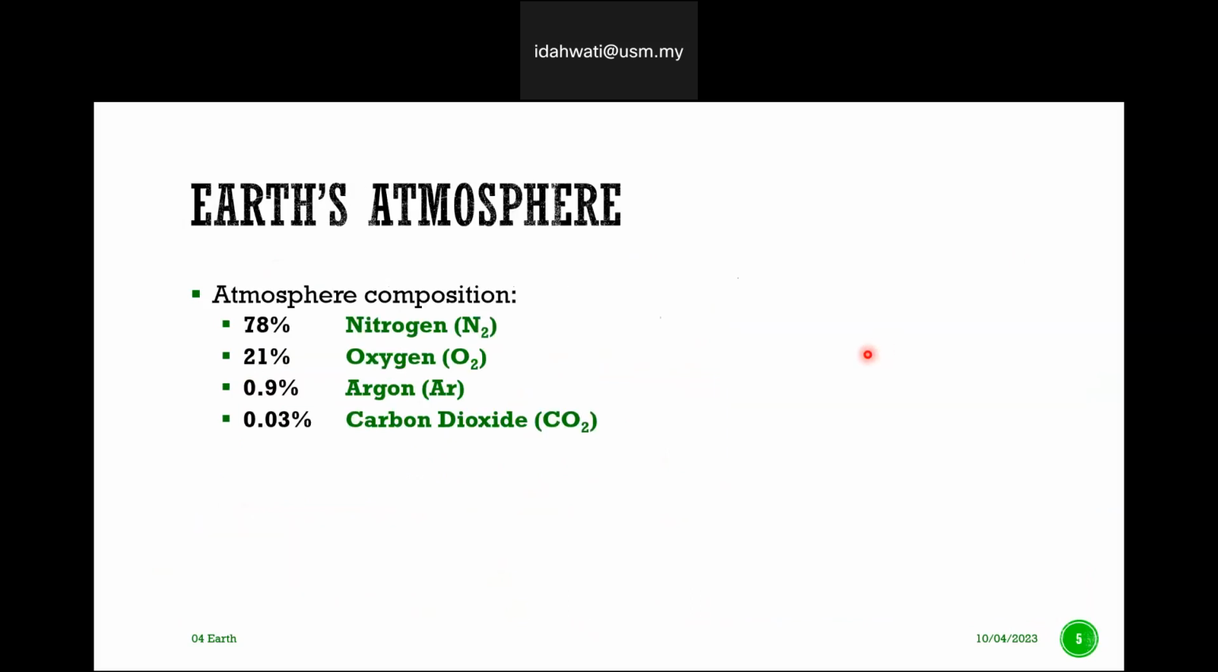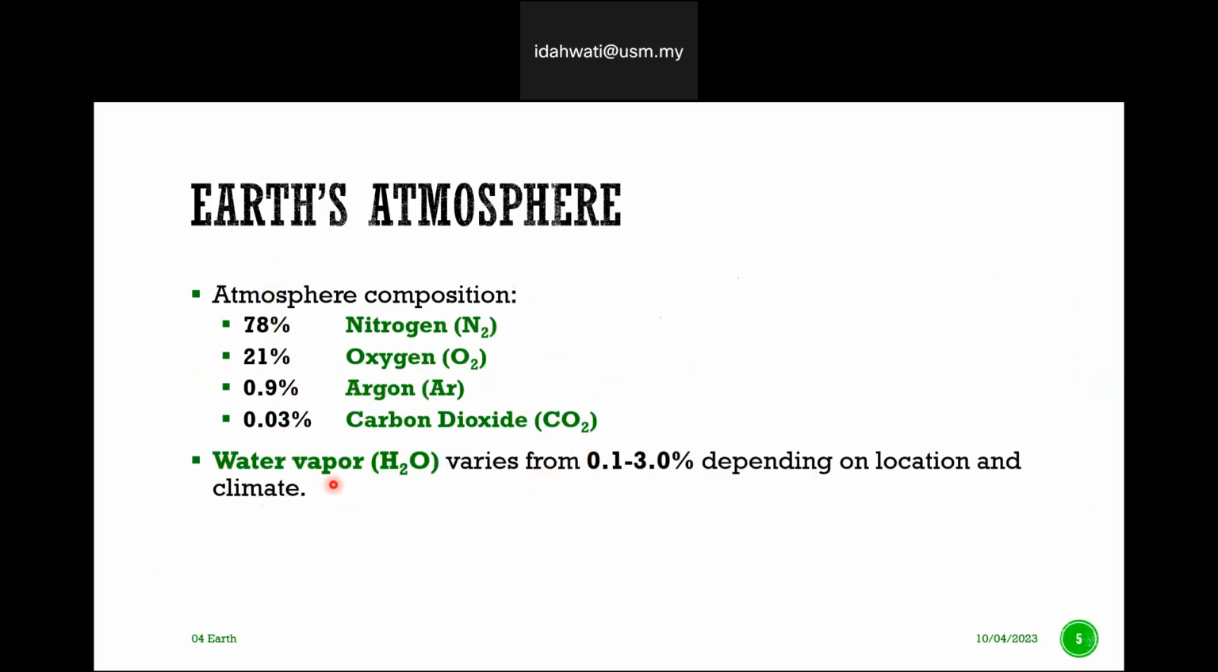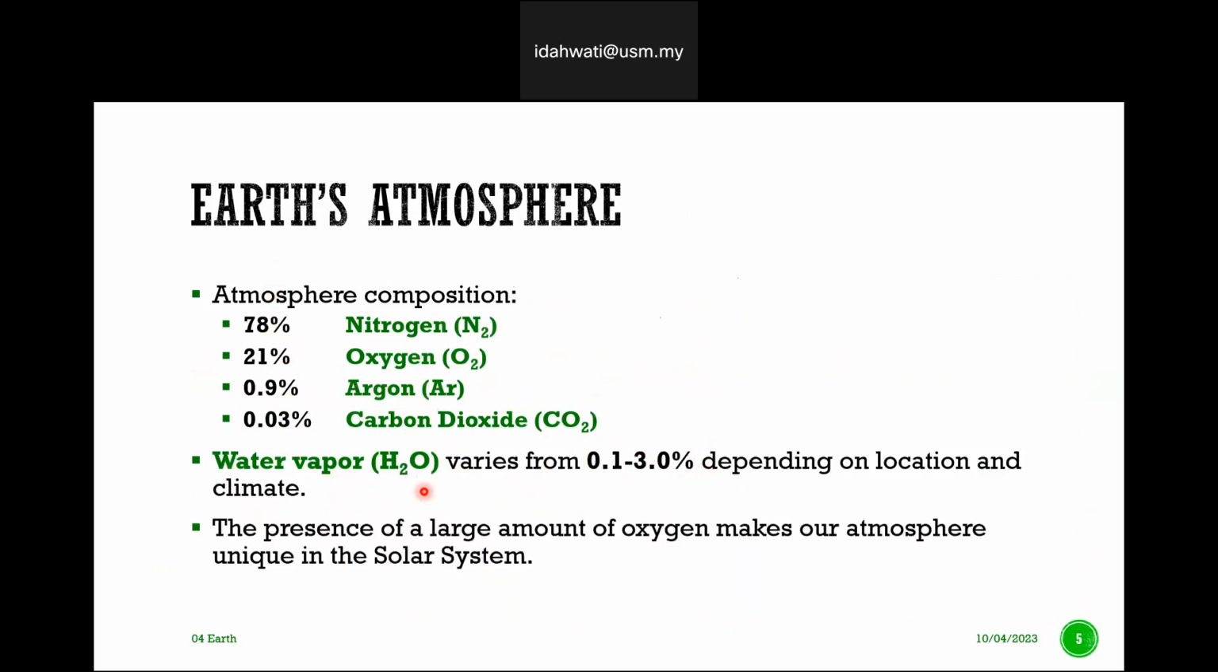Now let's talk about the atmosphere composition. You have nitrogen, oxygen, argon, and carbon dioxide, with their percentage of the composition of each gas, and the water vapor varies from 0.1 to 3% depending on location and climate. The presence of a large amount of oxygen makes our atmosphere unique in the solar system.